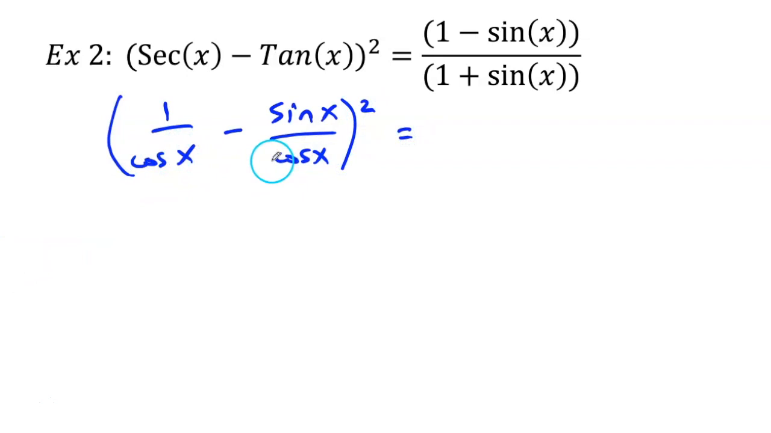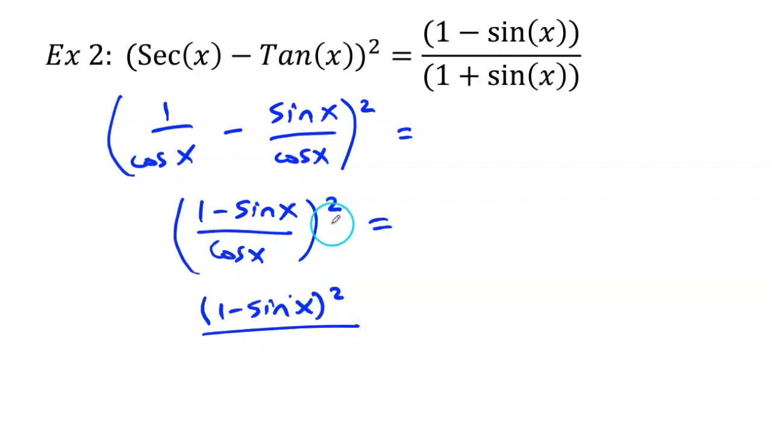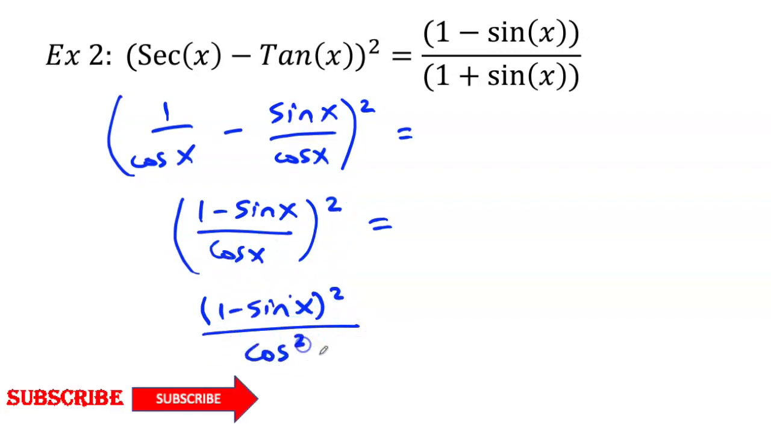Okay, they have the same denominator. That's something. So let me add them. Because they have the same denominator, I keep my denominator and I add or subtract the top. And it's going to give me 1 minus sine of x. Remember, everything to the second power. Okay, I have that. That's fine. Now what? I can square the top and the bottom. So my top is going to be 1 minus sine of x to the second power, and the bottom is going to give me cosine squared of x.